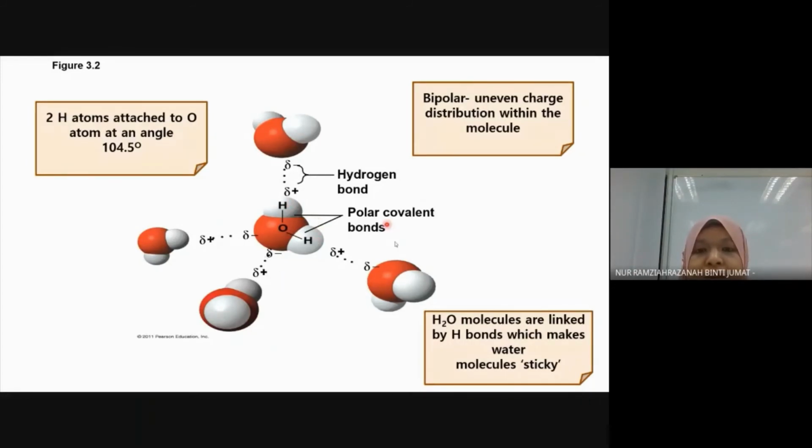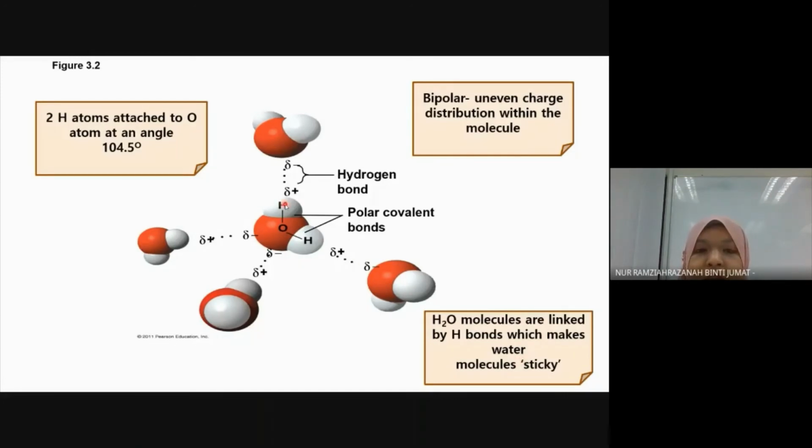And these water molecules are bipolar because they have partial positive from the H and partial negative from the O. A certain region is partially negative, and another part of the water molecule is slightly positive. That is why they are called bipolar, because of the uneven charge from the covalent bond.